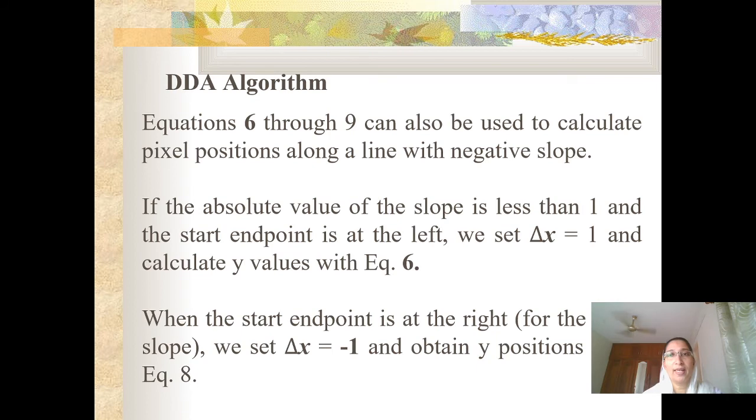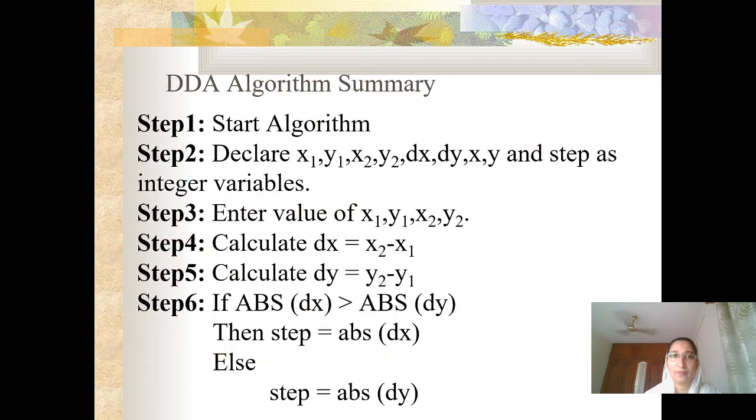Equations 6 through 9 can also be used to calculate pixel positions along a line with negative slope. If the absolute value of slope is less than 1 and the start endpoint is at the left, we can set delta x is equal to 1 and calculate y values with equation 6. If the start endpoint is at the right, for the same slope, we set delta x is equal to minus 1 and obtain y positions from equation number 8.